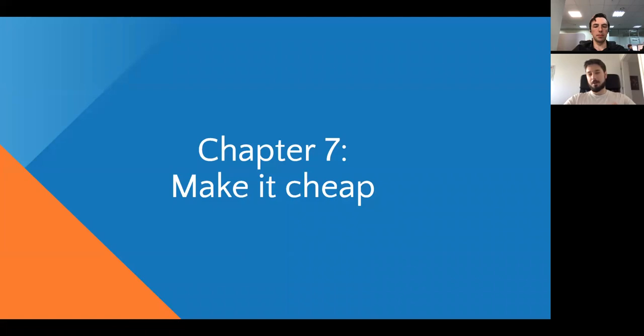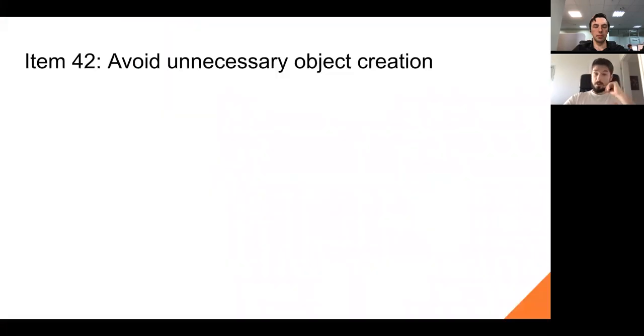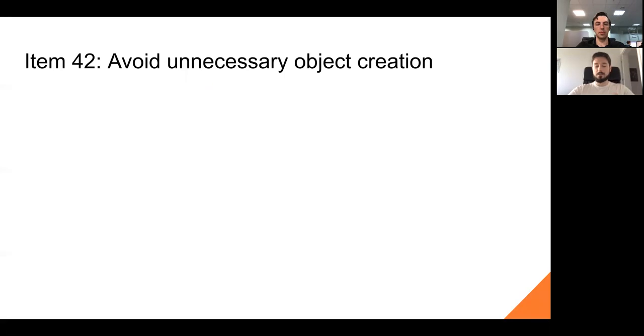Let's start with making our code cheap. So there are two important topics when we think about making code cheap and optimizing our memory. One is memory use, and another, that is the mother of all the problems, is object creation. And to understand what is the problem with object creation, we need to first understand some costs of objects.